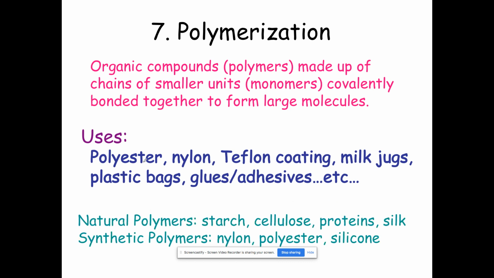So polyester, does that sound like it exists in nature? No. So this is synthetic. Notice I don't say man-made because women can do anything. Nylon, Teflon, plastics, okay? Natural polymers happen in nature, things like starches, cellulose found in plants, proteins, and silk from silkworms and spiders. Synthetic, things like nylon, polyester, silicone, Teflon.